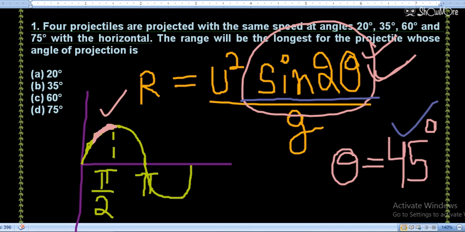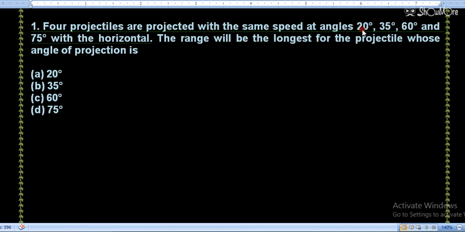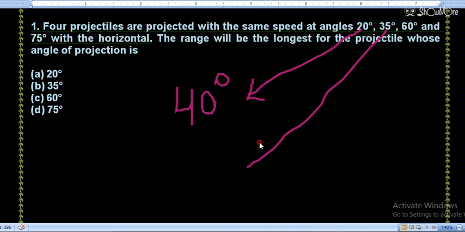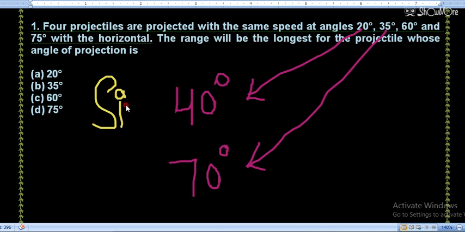But after that, in these four cases, sine 2 theta will become, for 20 degree, sine 40 degree, and for 35 degree, sine 70 degree, because we have to double that theta. So this is sine 40 and this is sine 70. You can note down these two values.